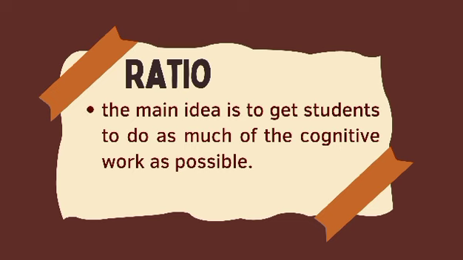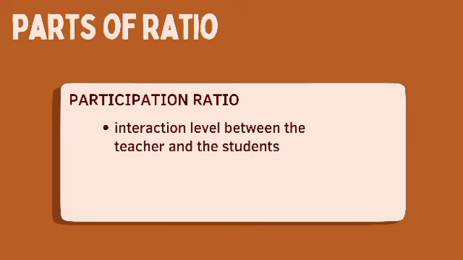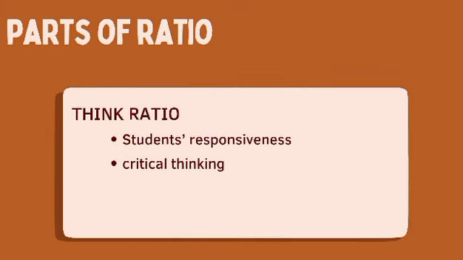There are two parts of ratio. The first part of ratio is participation ratio. It's about how much students and teachers interact in the classroom. It highlights the need for students to do as much thinking and learning as possible during lessons. Lemov suggests using techniques that boost student involvement, such as encouraging critical thinking and discussions, which make teaching more effective. In simple terms, a higher participation ratio means that students are more actively engaged in the lesson instead of just listening to the teacher.